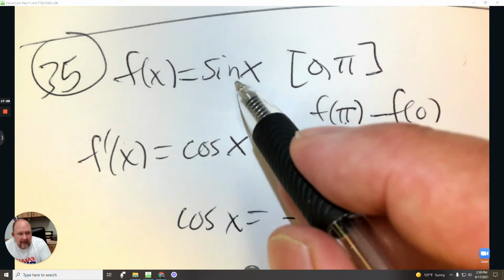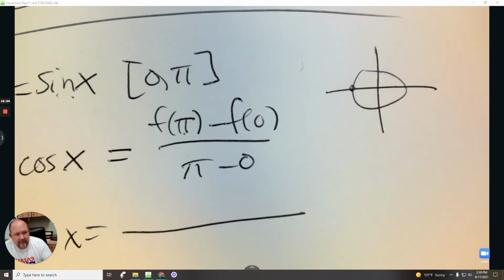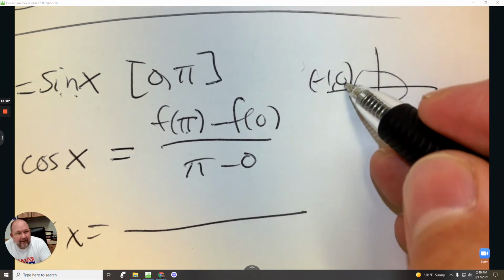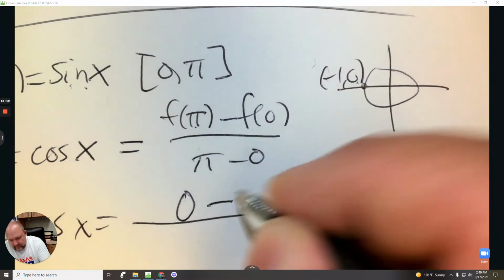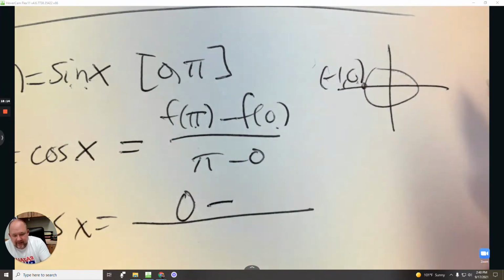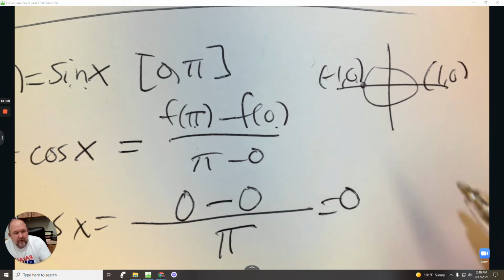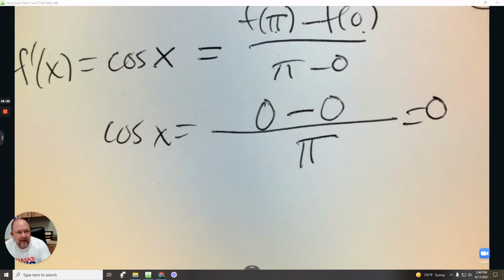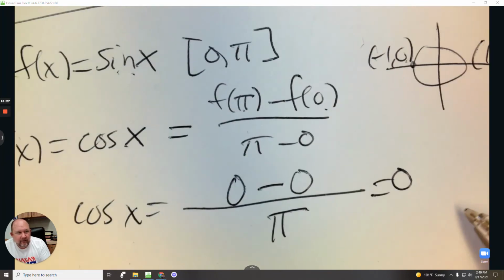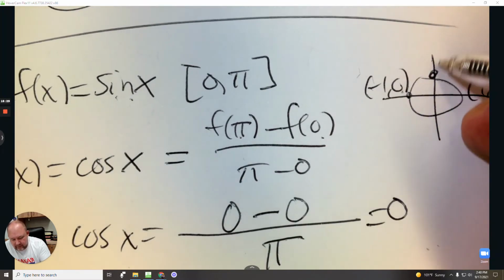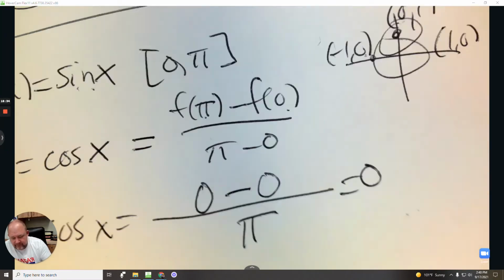If I plug in pi, the value of sine at pi, it's here on the left. The y value, it's 0. If I plug in 0, it also has the answer 0. So 0 divided by pi is 0. And then the question is, what angle gives you the answer 0 for cosine? And that's right here at pi over 2. At pi over 2, cosine is 0, and that's your answer.